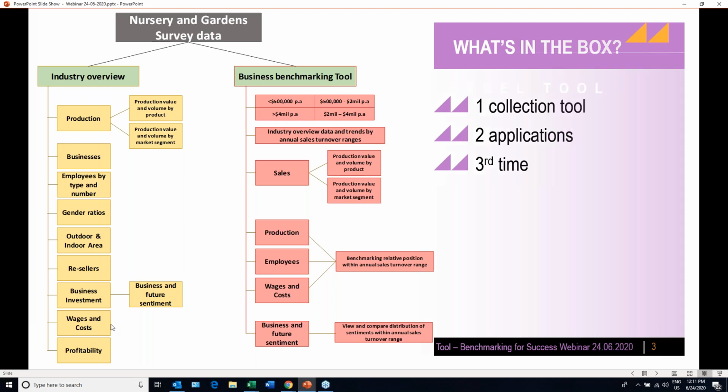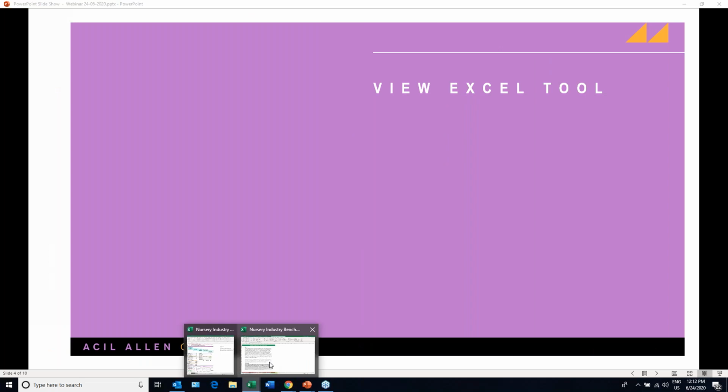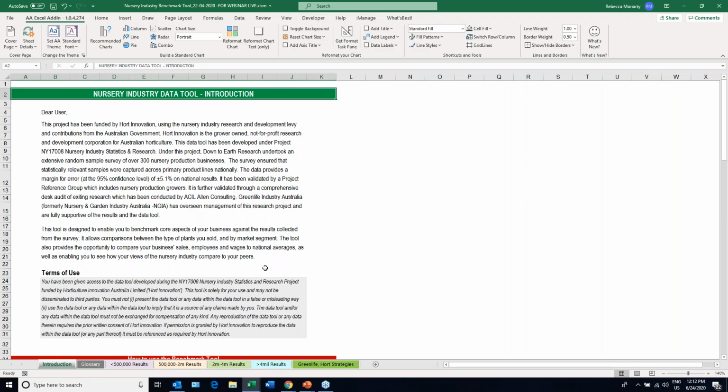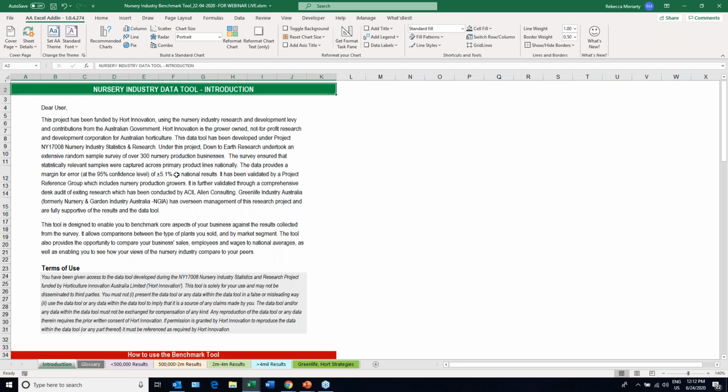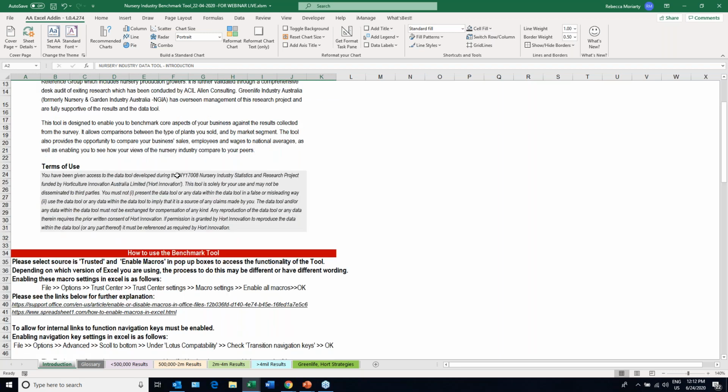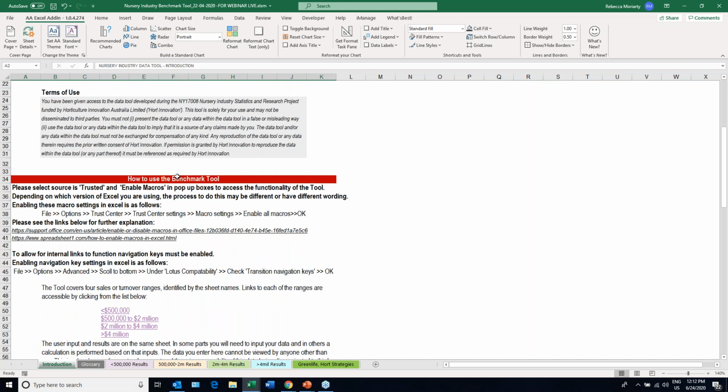So we'll jump straight into the tool now. Bear with me. All right, so here we have the introduction sheet, talking a little bit about the background of what we've done and a little bit how to use the tool. When you first open up, you might get a pop-up saying enable macros. Excel generally doesn't like macros if it hasn't seen the workbook before, just a trust center issue. So here are some basic instructions to get it going so the tool works the way it should.